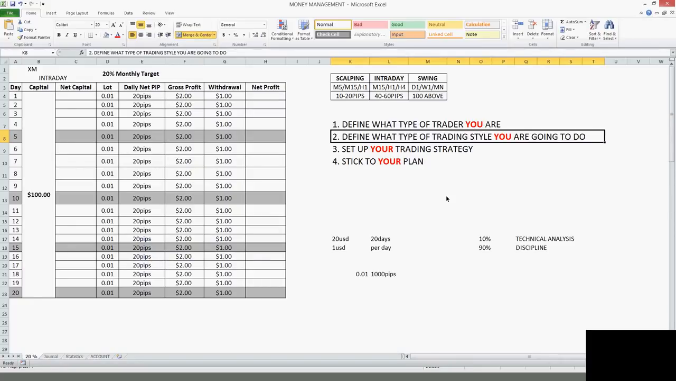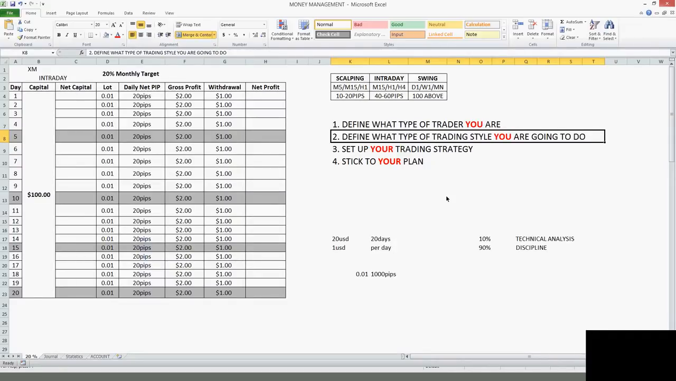So if you're a person that has a lot of time, then you can go for scalping. Let's just say that we're going to go for intraday. So maybe I have time in the morning during breakfast, I have time at lunch, and maybe in the afternoon I have a few hours, and maybe at night I have a few hours. So that's a normal daily routine of the average person. So intraday would be suitable for this particular type of trading.